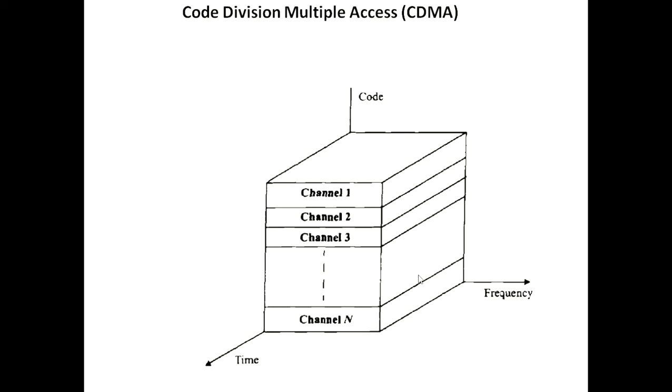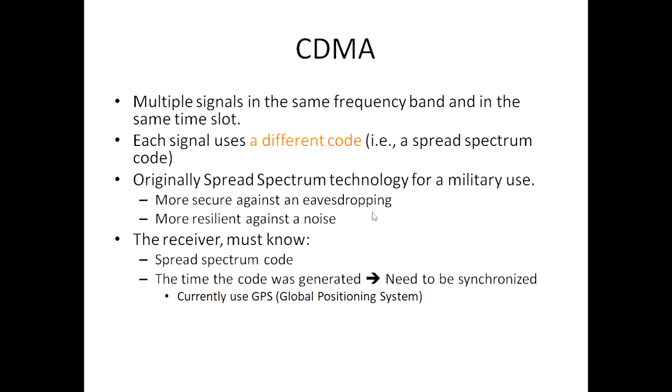Here we have the access per code. With respect to the code, n number of users can be accommodated in a single radio spectrum. That is the meaning of channel 1 to channel n. Each and every channel or user uses a different PN sequence, which is orthogonal to the PN sequence used by the other users.